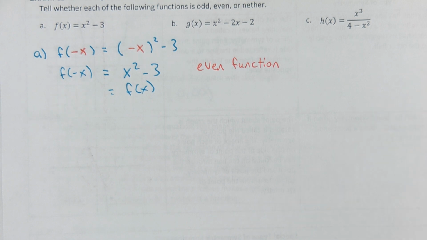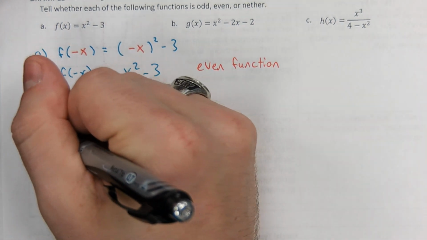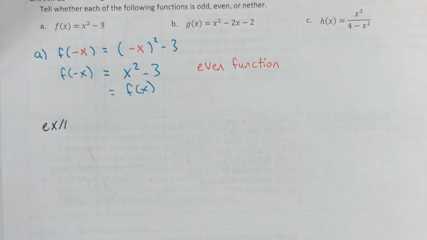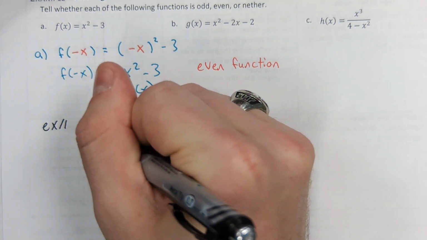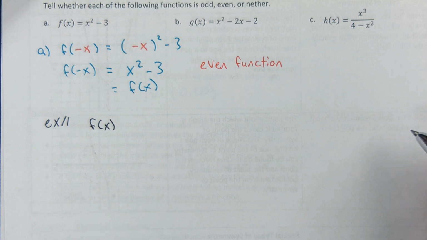It was at this point in first period today that someone said, well, could we have a different example, maybe one that was just a little bit more intricate so we could see what we're dealing with? And I said, absolutely. So I made this up. It's an extra example. We're going to check for even and odd.